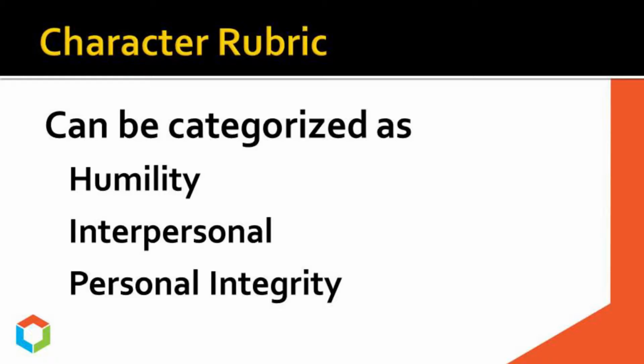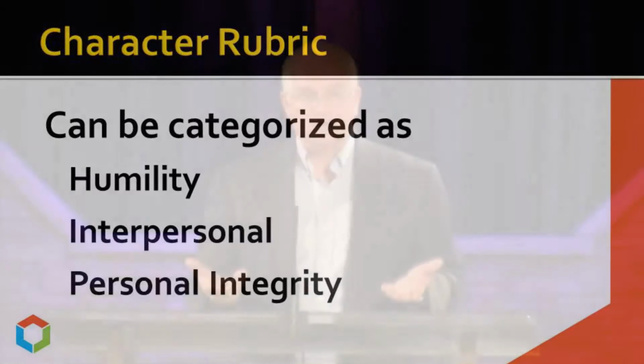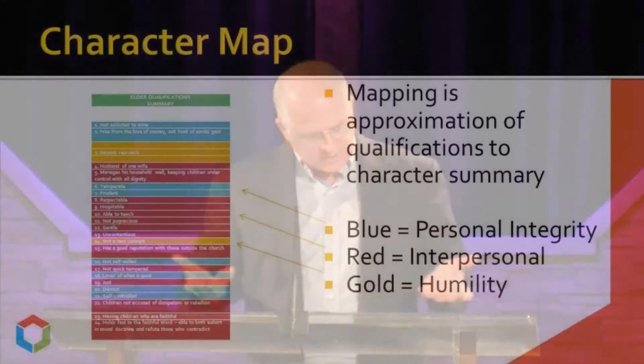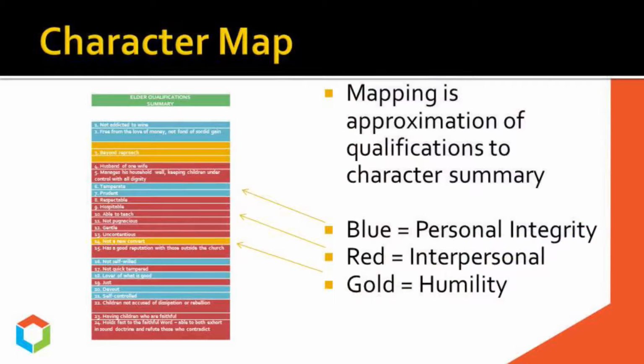When I'm not interacting with somebody, am I a greedy person? I don't have to be interactive with somebody to be demonstrated as greedy. So again, interactive with people, interpersonal, and then basic humility. And what we did is we tried to map these out, and we said, okay, here's 1 through 24, and we color-coded them. The blue ones are associated with personal integrity, the red ones are interpersonal, and the gold are humility.